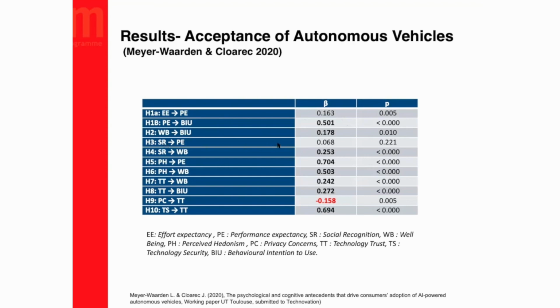We see that social recognition is not significant. There do not seem to be valorizations through social recognition, but social recognition increases well-being. So that's an important point. We also see that perceived hedonism also increases performance expectancy, namely the benefits perceived. Perceived hedonism increases well-being, so highly positive and significant. Trust increases well-being, in line with literature. Trust increases behavioral intention to use. And we see also in line, privacy concerns decrease trust, and technology security increases it. Most of all our links are confirmed and shown in the literature.